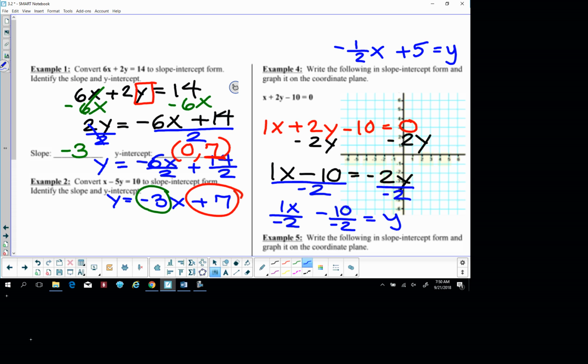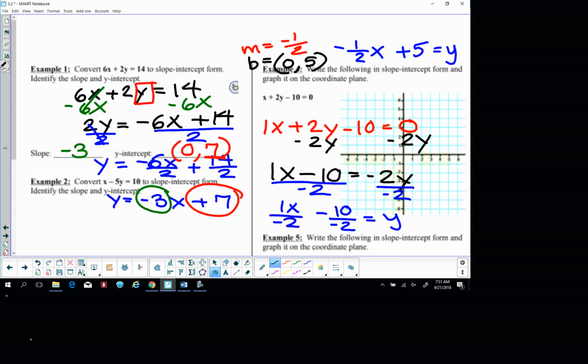So what is my slope? -1/2. And what's your y-intercept? +5. And how I would write that as a point: 0, 5. Does that make sense? Okay.